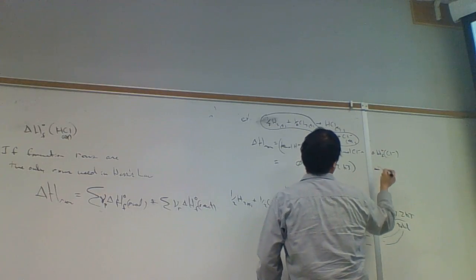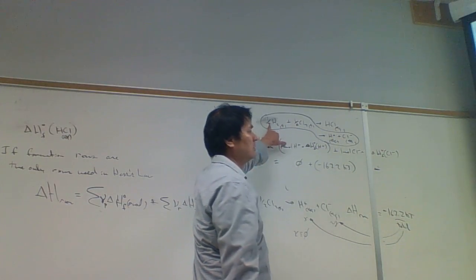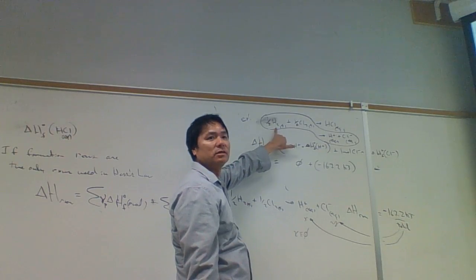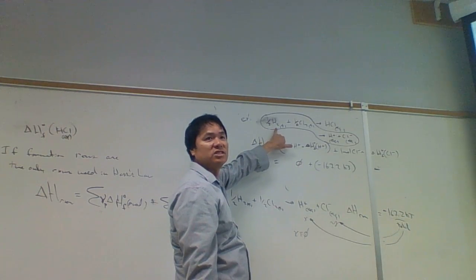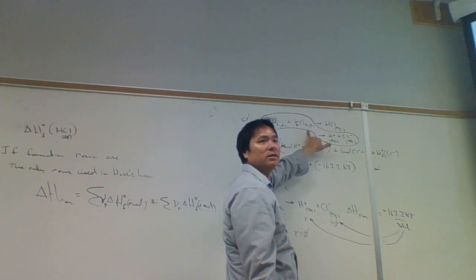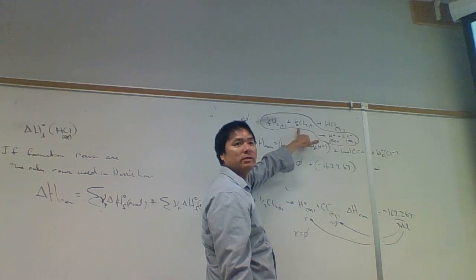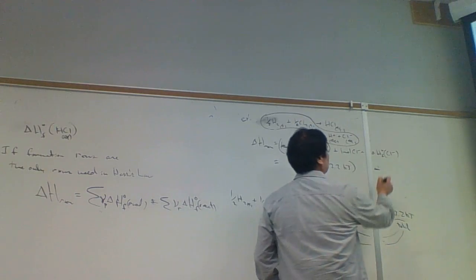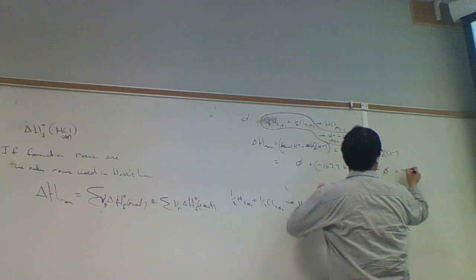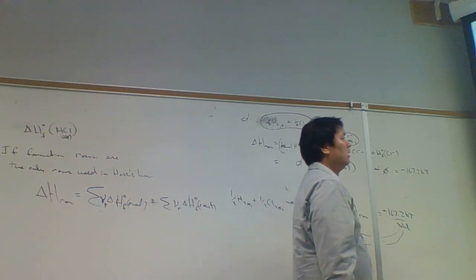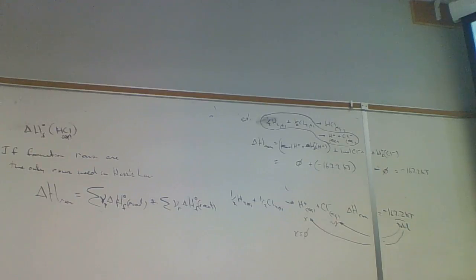Okay, minus the delta H of formation of the reactant. Well, delta H of formation of hydrogen is 0, and delta H of formation of chlorine is 0. So 1/2 times 0 is 0, 1/2 times 0 is 0. So this is 0, which gives me minus 167.2 kilojoules. Now take a look at this. Cl minus AQ is minus 167.2. Now I told you there was another way we could have done it.